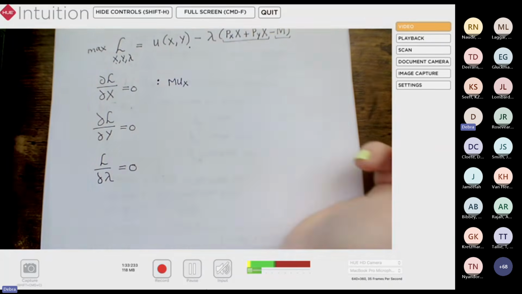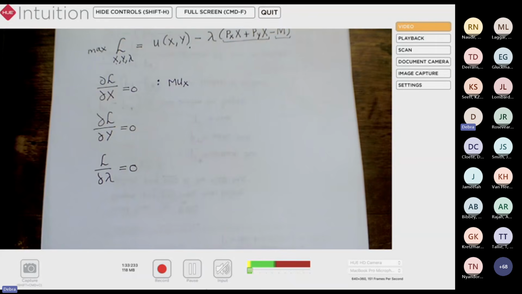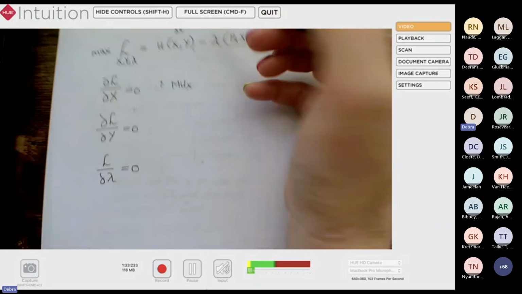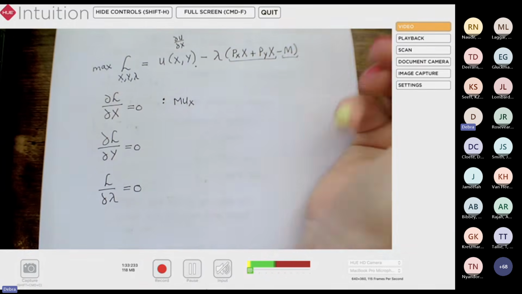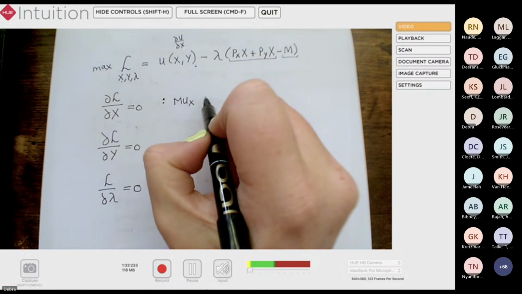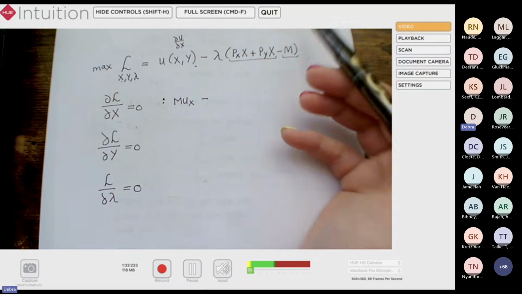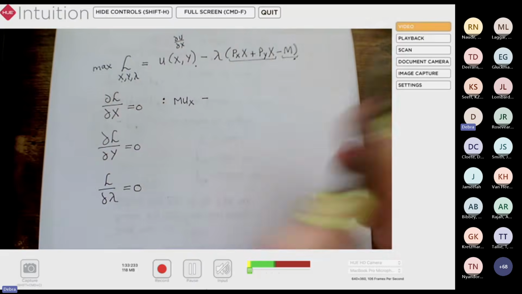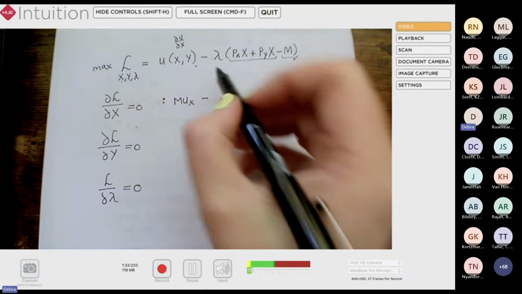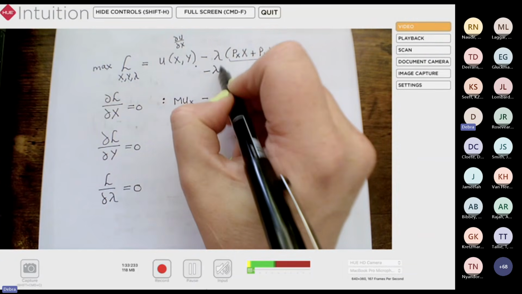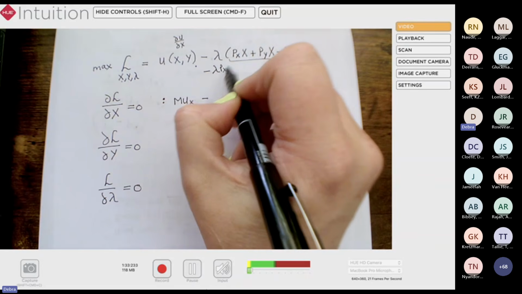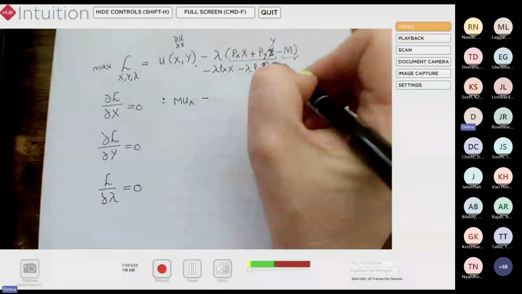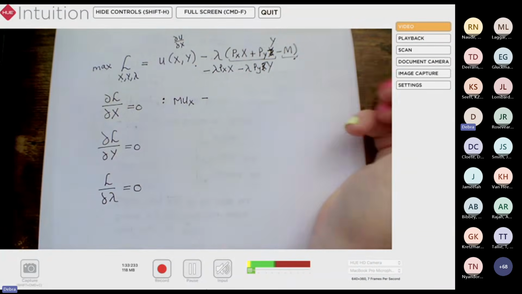That's exactly what I showed you earlier, right? I said that when we take delta u over delta x, so the partial derivative of this function with respect to x, we're getting the marginal utility of x. If I then take the partial derivative with respect to x of this function here, if I multiply this lambda in, I'm going to get minus lambda price x times x, minus lambda price y times y. Ooh, not xy. Oof, that was a bad typo. So that should have been y.